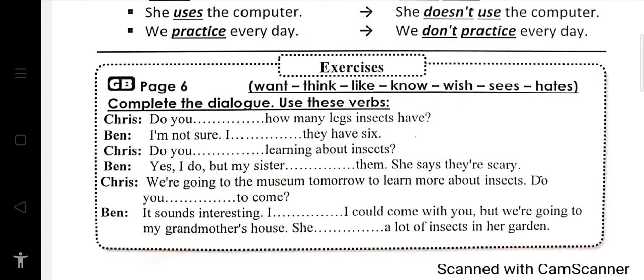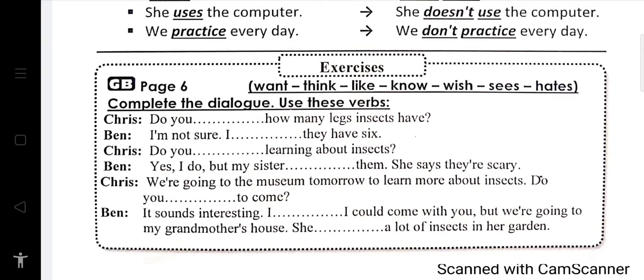Yes, I do, but my sister hates them. She says they are scary. We are going to the museum tomorrow to learn more about insects. Do you want to come? It sounds interesting.